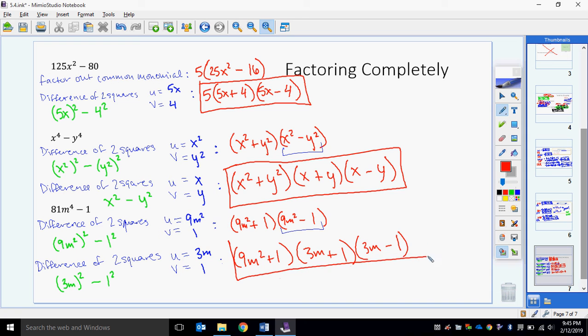And that's as far as you can factor, because this is not the difference of squares. 3 isn't a square and m isn't a square. This is not the sum of cubes. 3 isn't a cube and m isn't a cube. So that's about all I can factor.